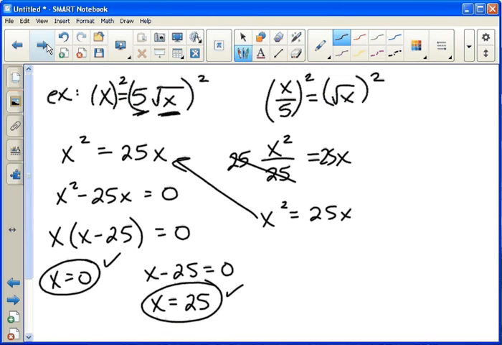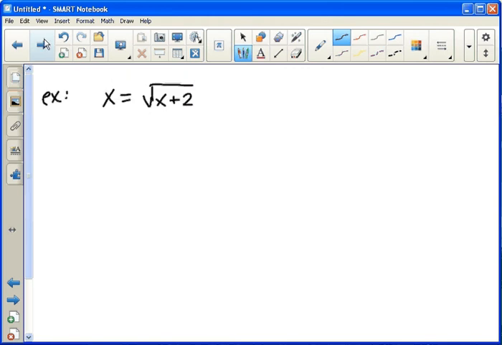Alright, x equals the square root of x plus 2. I have to square both sides. The square root's already by itself, so I get x squared equals x plus 2. Again, you've got two different x's showing up with different powers, so I need to move them all over to one side, so it's set equal to 0, and then factor.